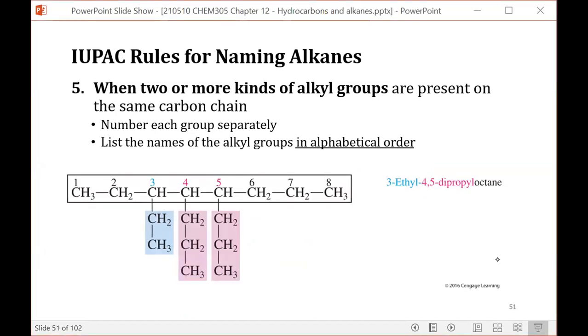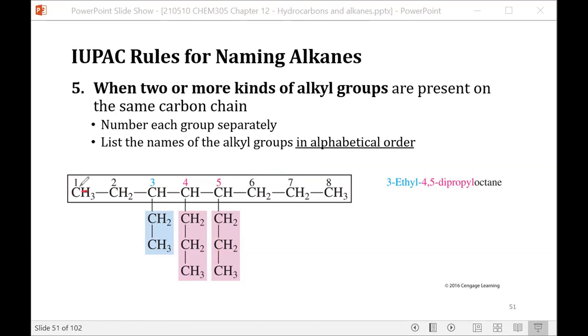Here's another example. You want to find the longest carbon chain, so you might have to trace this a few times. Maybe I'd start out and think this is going to be longest, 1, 2, 3, 4, 5, 6, 7, 8. It actually works out the same because if I went 1 through 8 going down here, then I'd still have a propyl group at carbon number 5. So it doesn't matter. Either way, I end up with a propyl group at carbon number 5.